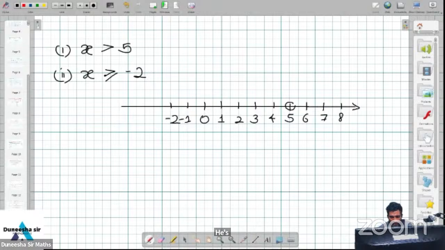Is it circling or shading? The 5. Circle. Circling. Okay. Circling, and color the right side of the number line. Okay.